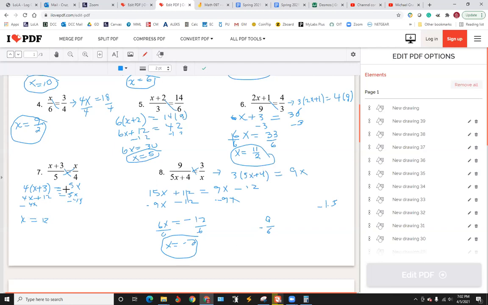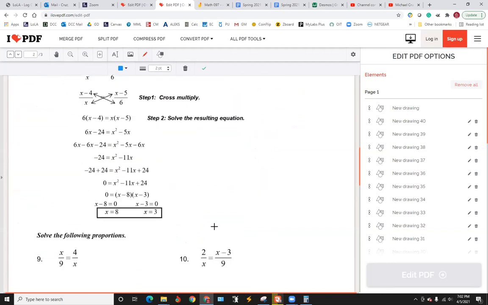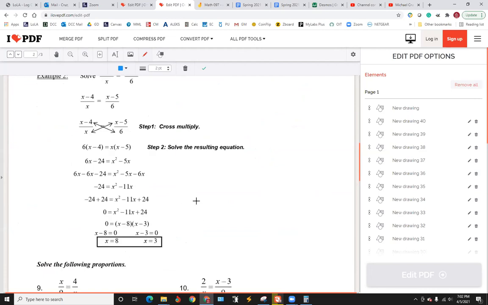And again, if you do 12 plus 3 here, you got 15. 15 divided by 5 is 3. And then on this side, 12 divided by 5 is 3. And 4 is 3. So that's correct. All right. So the only thing that's different about example 2 is you're bringing in the quadratics. Okay.